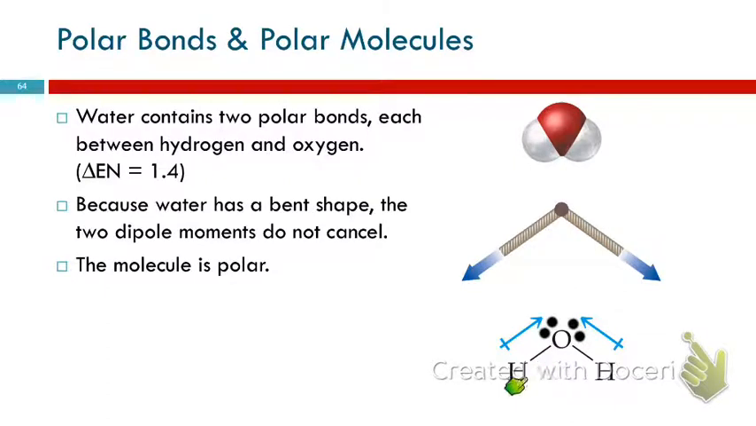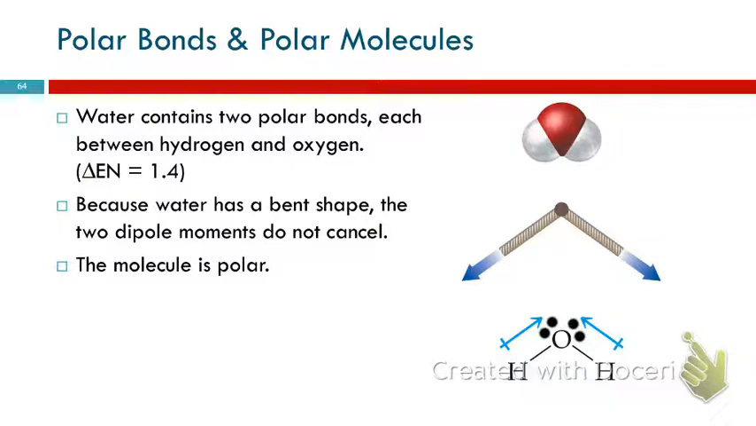We have this oxygen-hydrogen bond. So we have a polar bond because oxygen and hydrogen are not the same element. We look at the periodic table. Oxygen is closer to fluorine. It's more electronegative, and so that's why the arrows are pointing to oxygen.